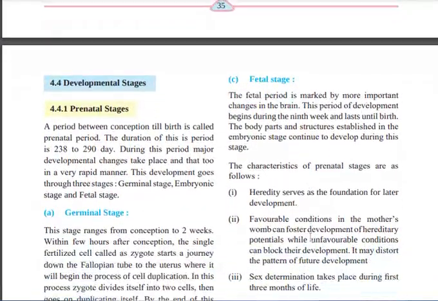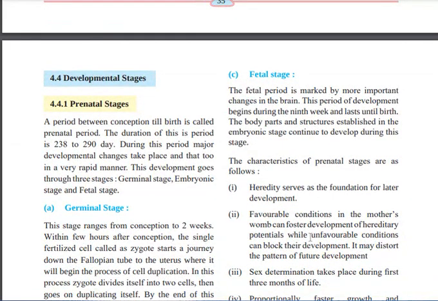Now the fetal stage. So this period obviously starts after the 9th or 10th week. This period is marked by more important changes in the brain. So this is an important stage, because all the internal and external structures are developed in the embryonic stage, and here only a few changes happen. This period of development begins during the 9th week and lasts until the birth.